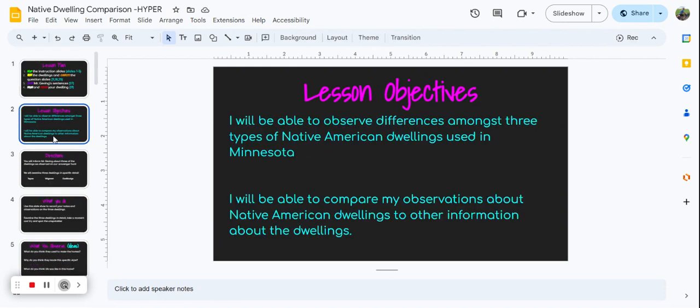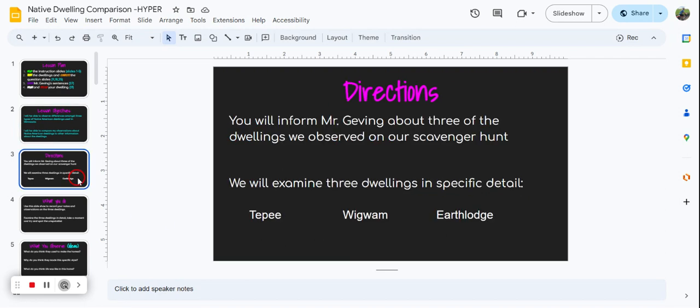Here are our objectives. We're going to observe differences amongst 3 types of Native American dwellings which were used in Minnesota. Then we're going to compare and contrast these observations about Native American dwellings to other information that we learned. You're going to look at 3 of them. We will examine the teepee, the wigwam, and an earth lodge. All of these were used in Minnesota.